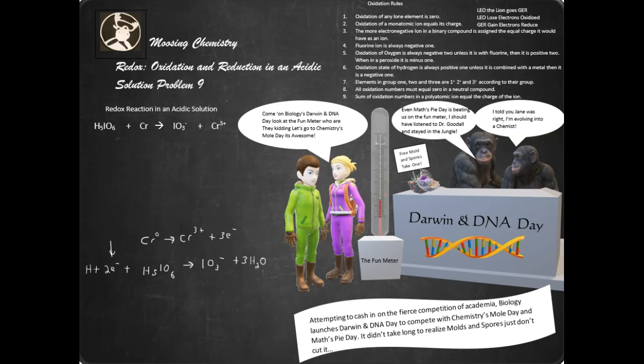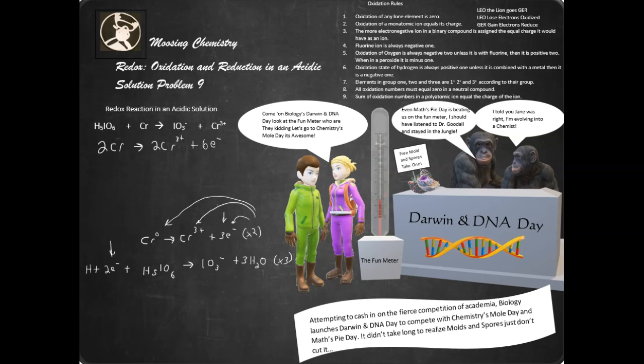We got 2 here. We've got 3 there. So what we got to do is multiply all this by 2 and all this by 3, because we want to get 6 electrons, right? So let's go ahead and do that. All right, so now we're going to go 2 times Cr, 2 times Cr, and 2 times 3. And that's going to give us 2Cr yields 2Cr3+ plus 6 electrons. See how easy that looks?